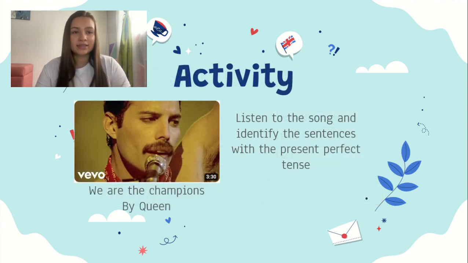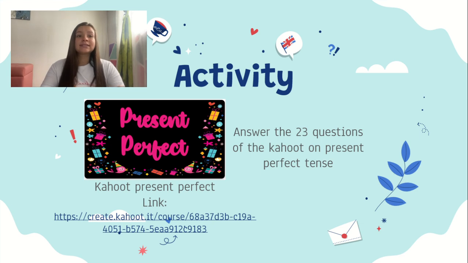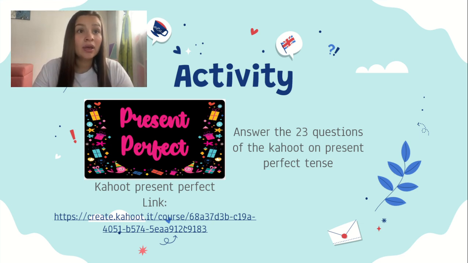We're going to do 2 activities. The first one, we're going to listen to a song, We Are the Champions by Queen, and according to this song, we're going to identify the sentences with the present perfect. We're going to write the sentences on a paper and show the answers. After that, we're going to do a Kahoot that has 23 questions about the present perfect. They can be about the auxiliary and the verb that we have to use.